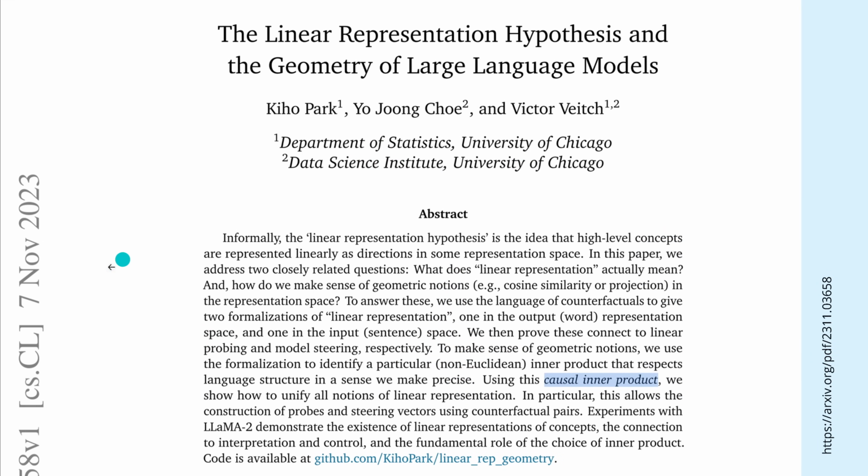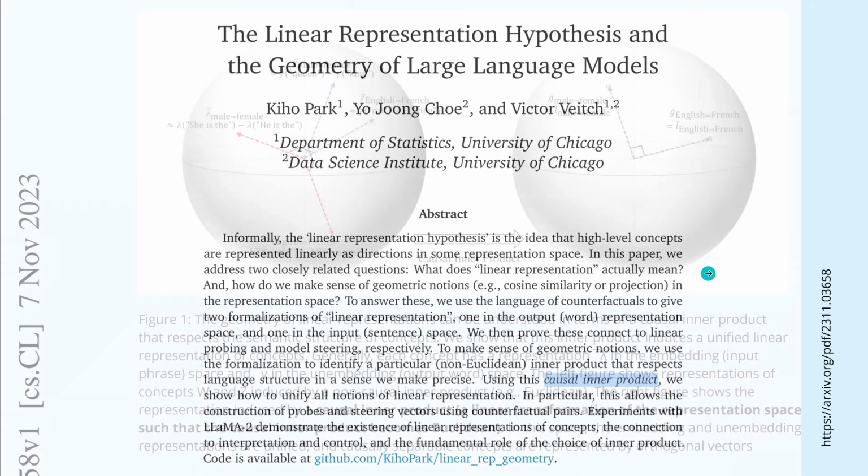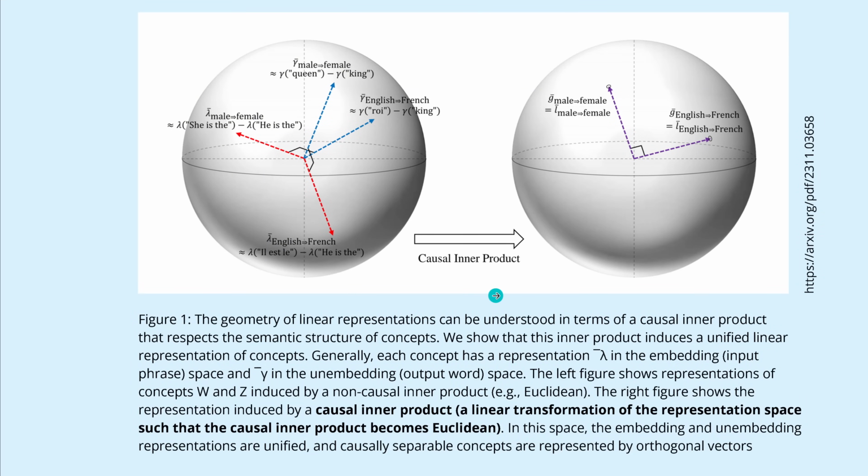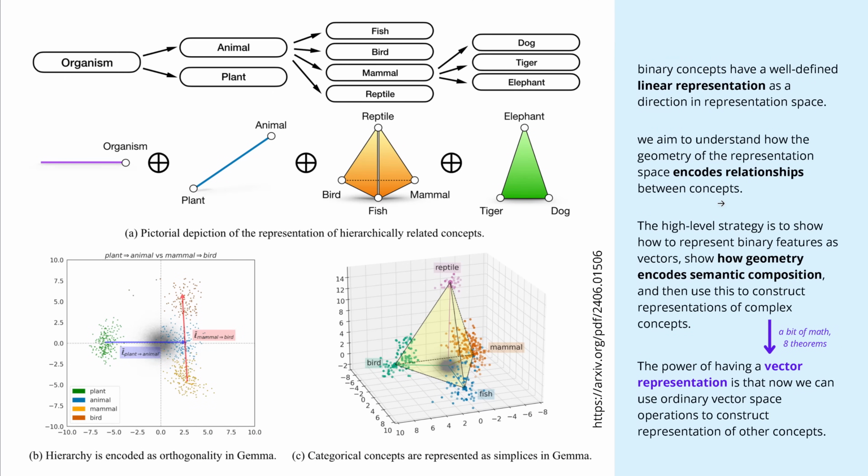Now we have to look back to November 2023, and there's a beautiful publication from the University of Chicago, the linear representation hypothesis and the geometry of large language models. They introduced a simple mathematical function that I need, and this is called a causal inner product. The causal inner product is beautifully visualized here. You see, this is what we want. We want a causal inner product. This means a linear transformation of the representation space such that the causal inner product becomes a Euclidean form. And you say, well, of course, this is simple, and you're absolutely right.